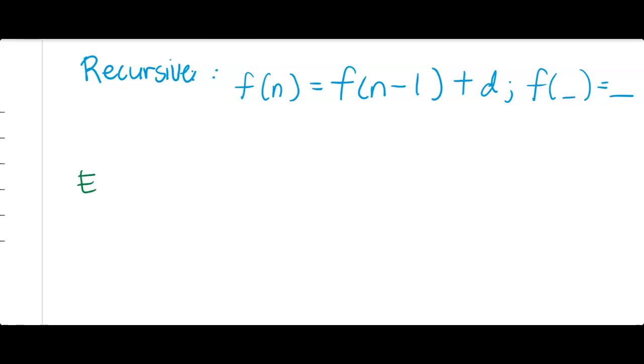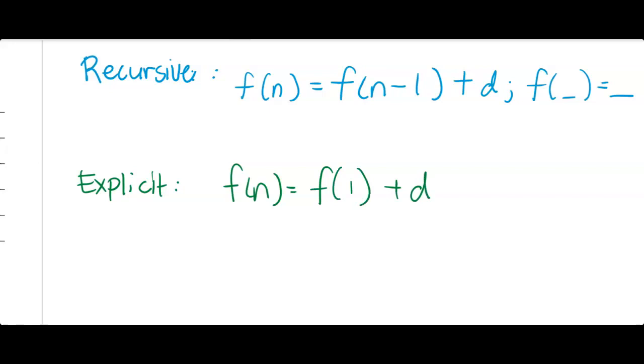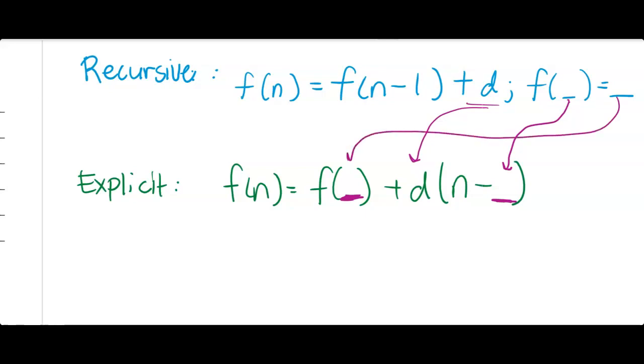In the explicit function we saw yesterday, we had f of n is equal to f of 1 plus d times n minus 1. And we talked about the fact that these two numbers needed to be the same. So you can take that number out and just leave a blank there. These two numbers, whatever they are, just need to be the same. So what ends up happening is your d value comes down over here, this value goes right here, and this value goes right here.